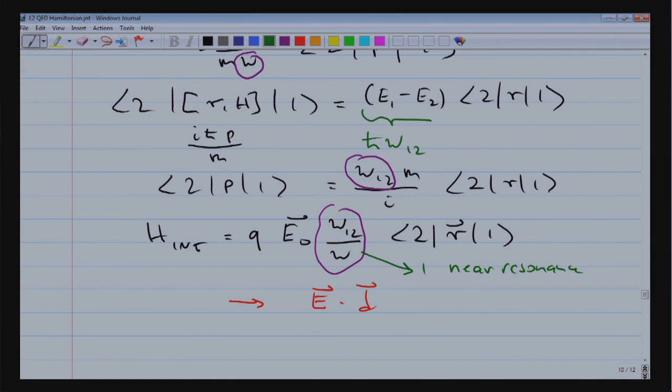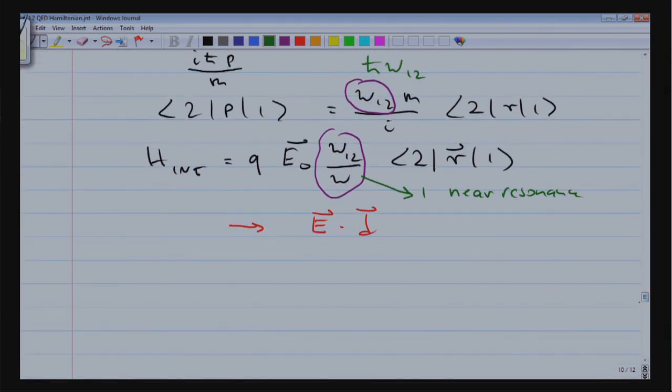So it seems that we have actually made 3 assumptions to derive the electric dipole approximation. One was the long wavelength approximation. The second one was that we are near resonance. And the third one was that we neglected the quadratic term in the light-atom interaction.